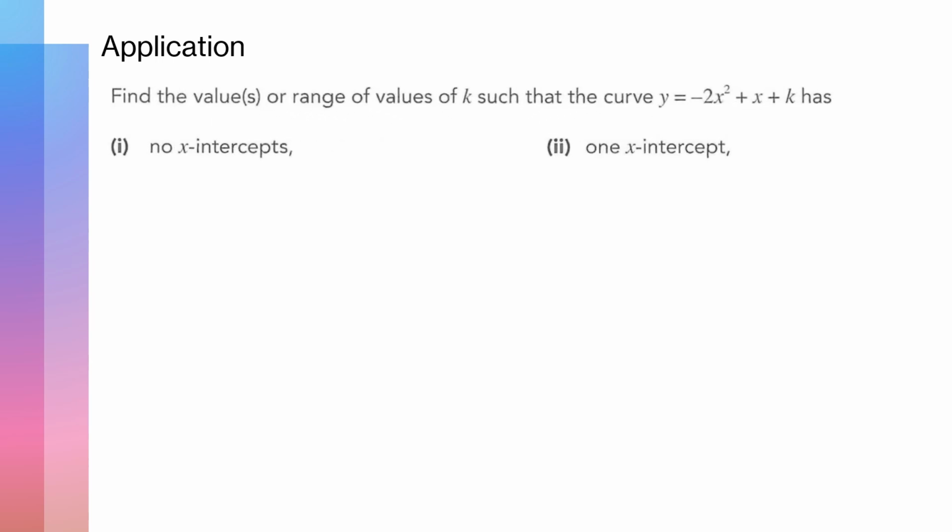Alright, so we're going to put our knowledge into practice. So this is the moment of truth to see if we can apply what we have just learned. Let's look at this question. You're given a curve, which is y equals to negative 2x squared plus x plus k. And this curve, you are told that there's no x-intercept.